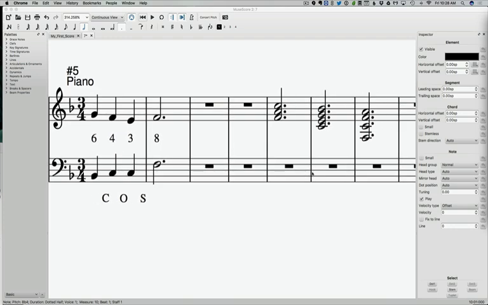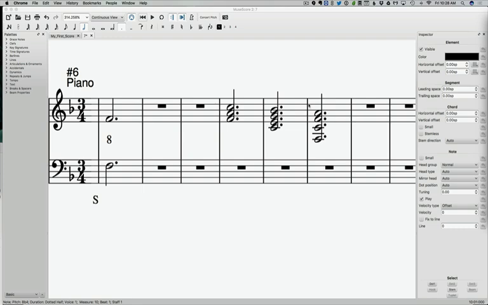So let's look at what we did over here. If this was the end of a phrase where it went 5-1, root position on both those chords, that would be a perfect authentic cadence. It's authentic because it went 5-1. It's perfect because it was in root position.